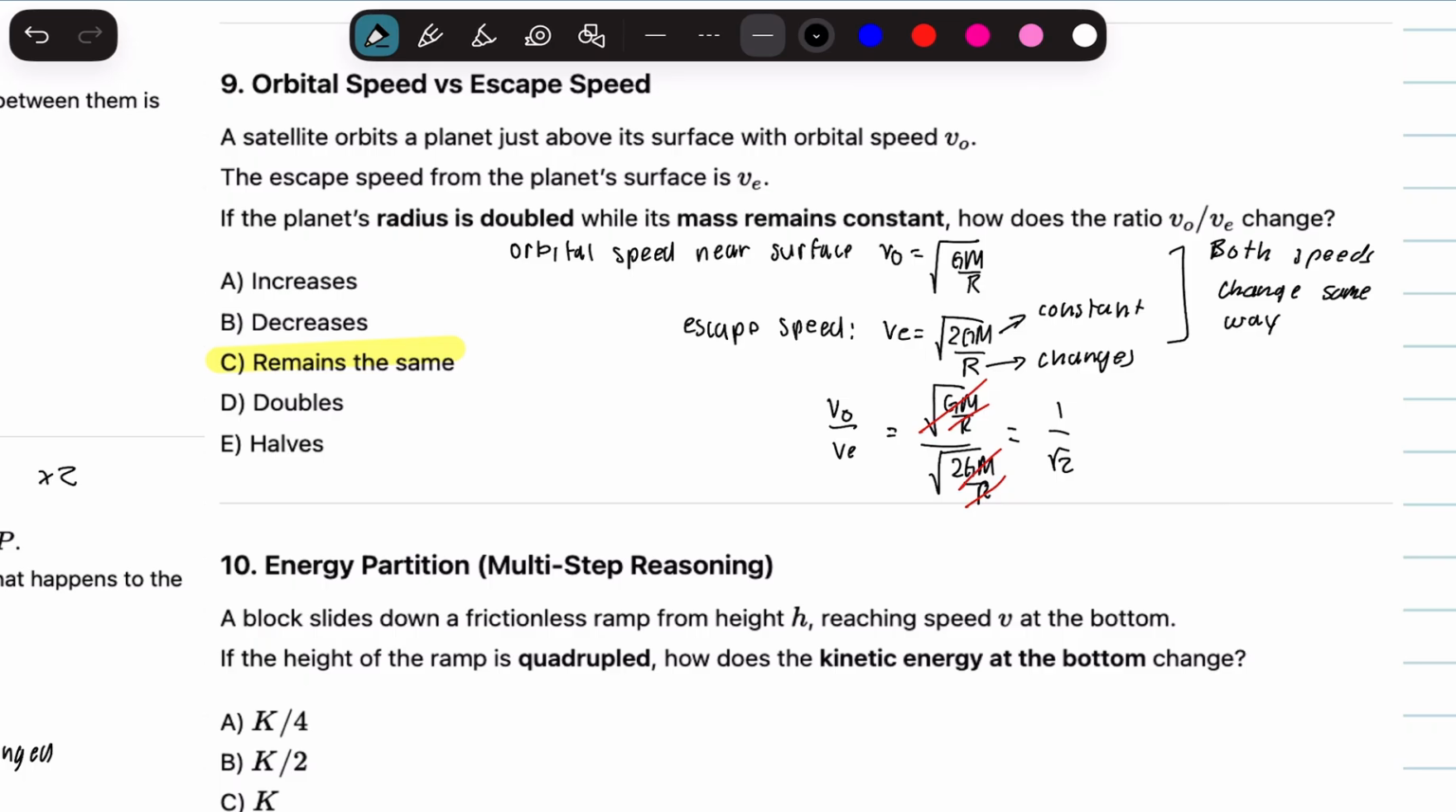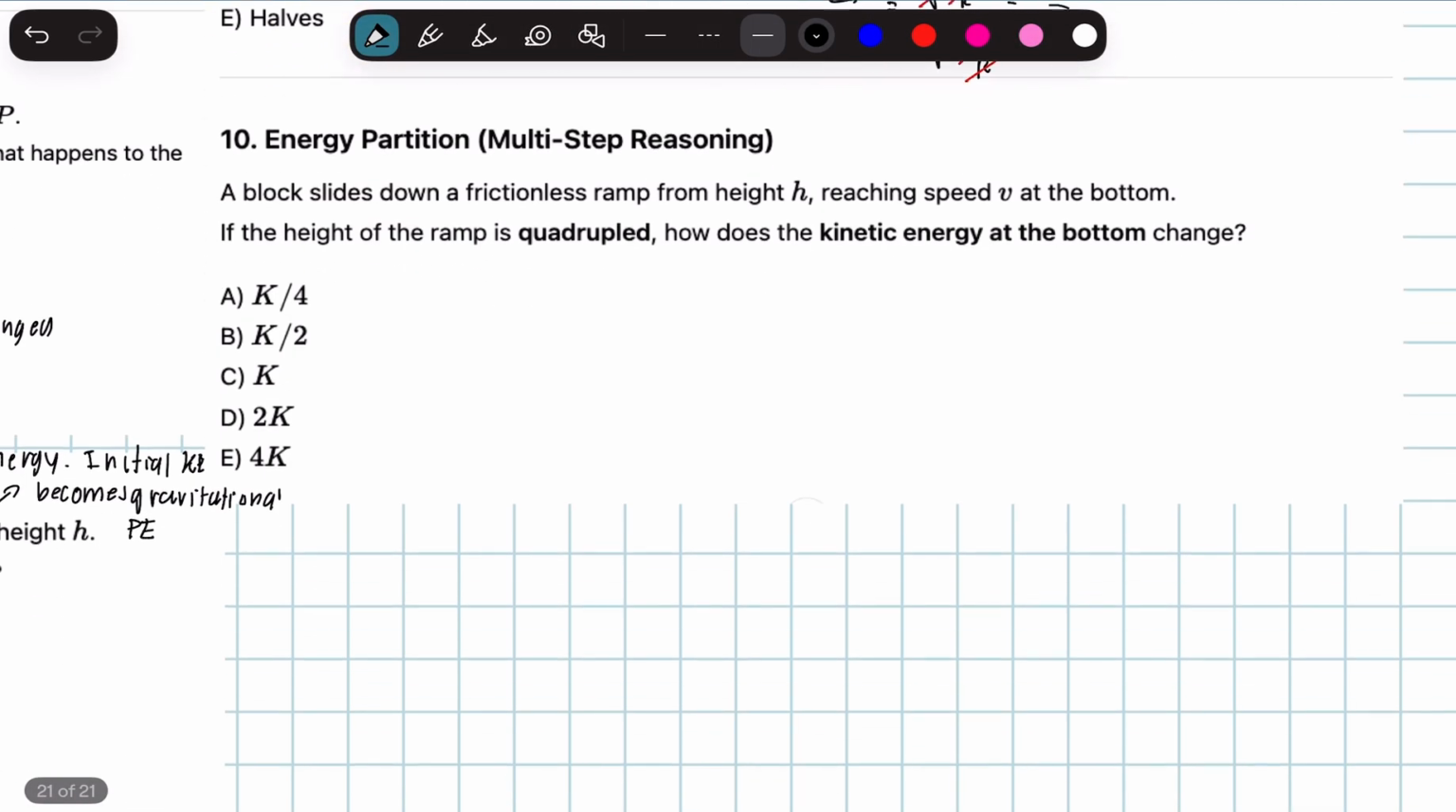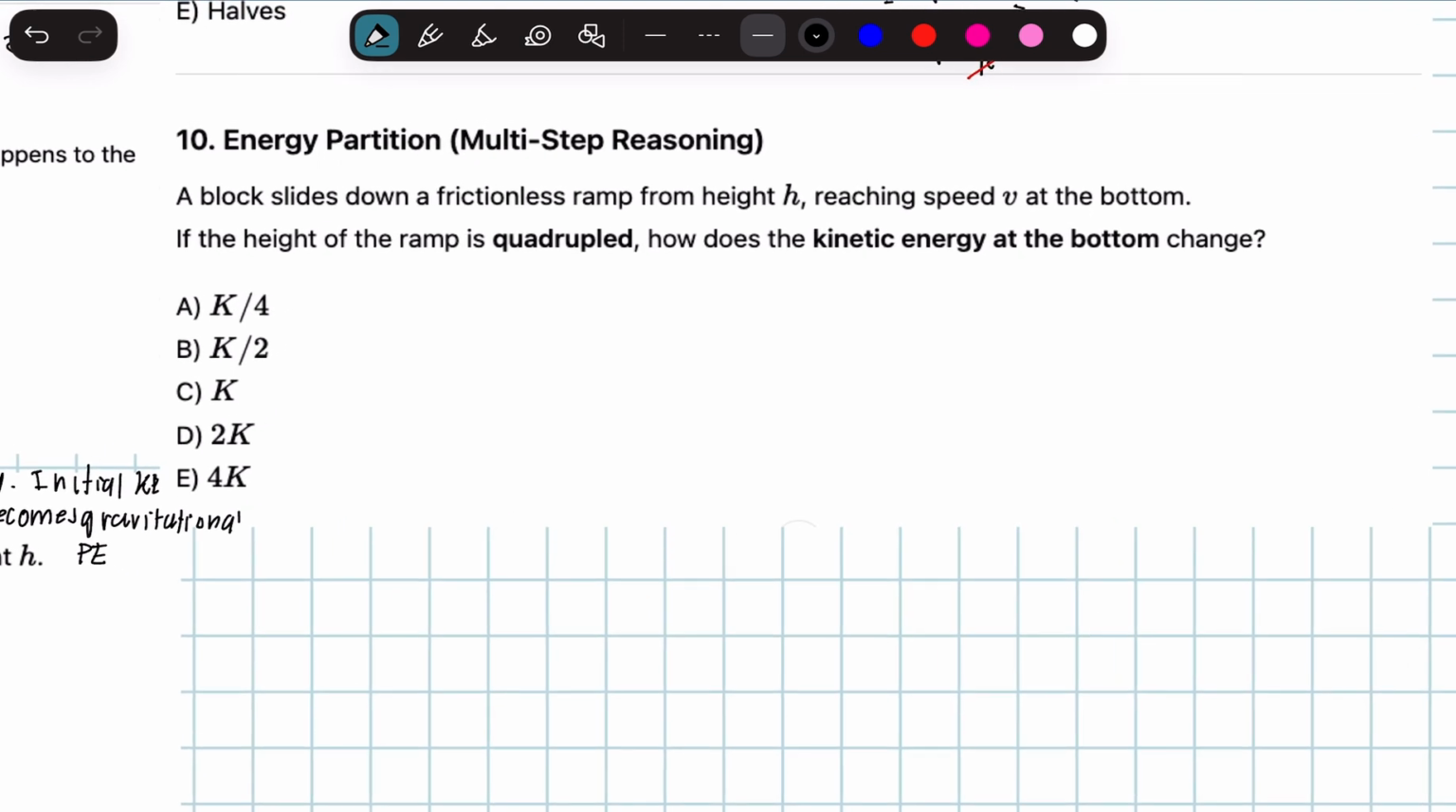And let's move on to our final question, about energy partition. A block slides down a frictionless ramp from height h, reaching speed v at the bottom. If the height of the ramp is quadrupled, how does kinetic energy at the bottom change? So at the top, we know that U is equal to mgh, right? And we know that at the bottom, kinetic energy is equal to mgh because of conservation.